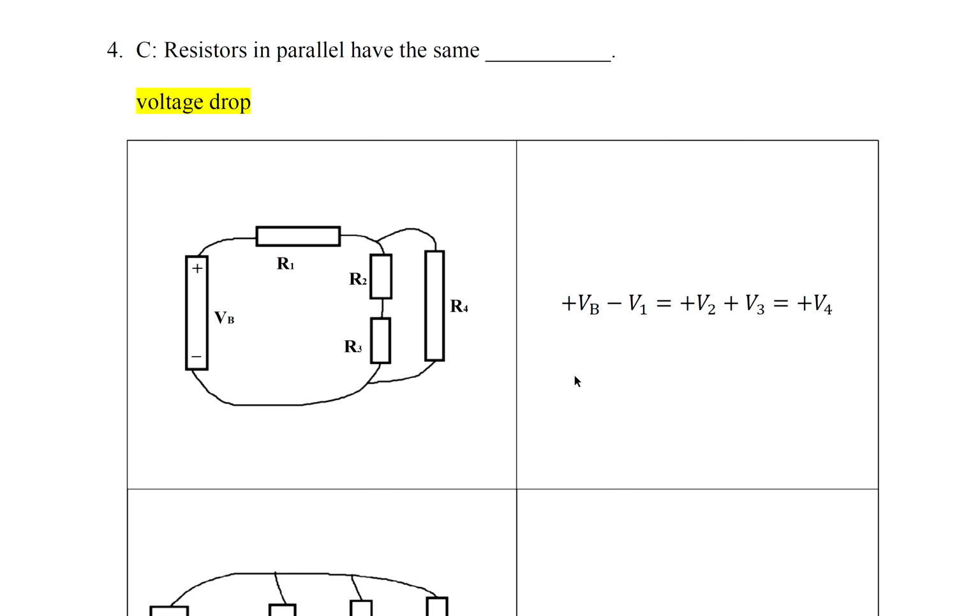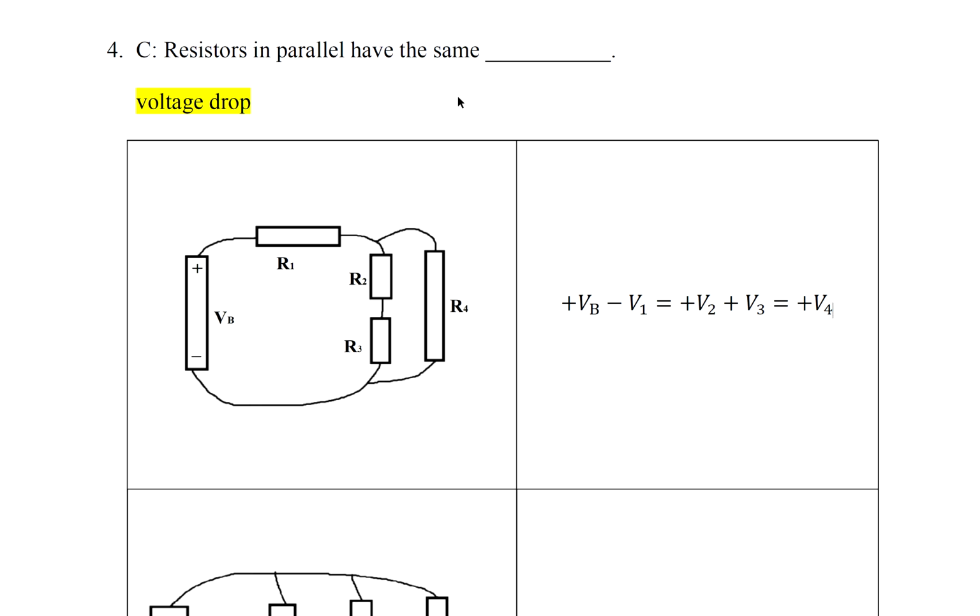Question 4. Resistors in parallel have the same voltage drop. So if you take a look at this image on the top left, we're going to have the battery and resistor 1 in parallel with resistor 2 and resistor 3, and that's in parallel with resistor 4. So you can see they all have the same voltage drop here.